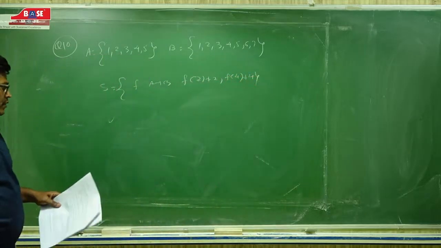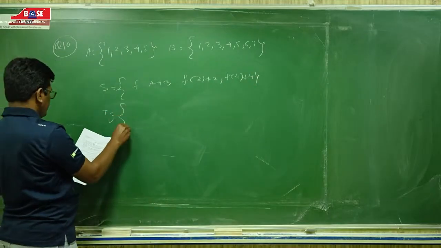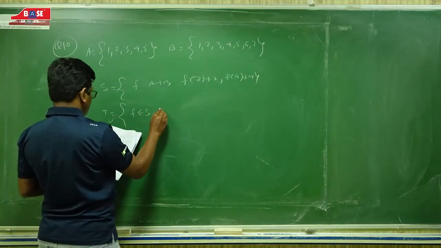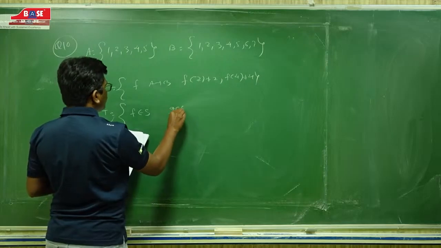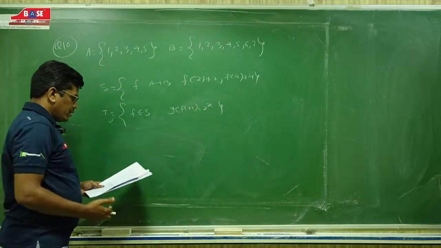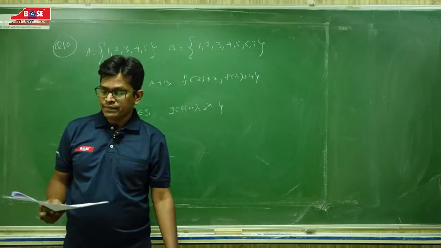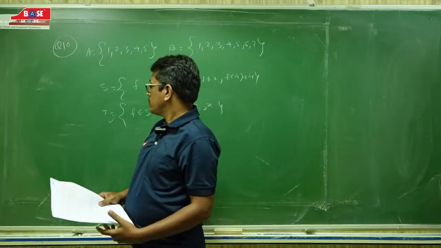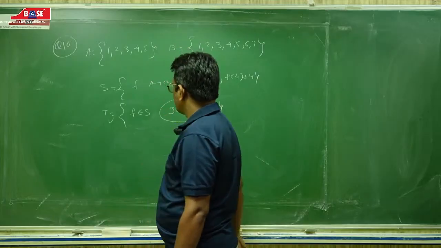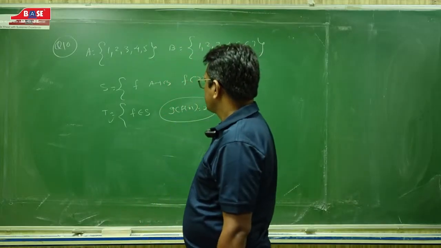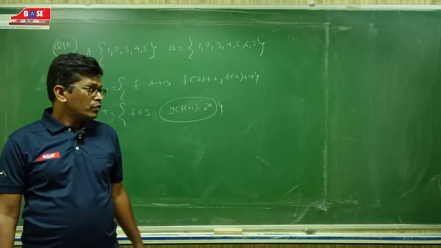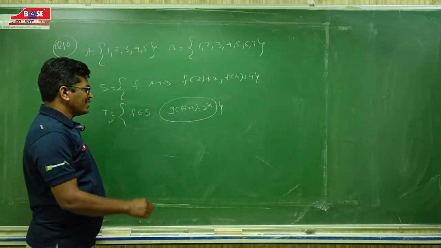Again one more set. Another set T, this is nothing but f belongs to S, such that g of f of x is equals to 2 power x. So they are asking the number of elements in T. Now they have given this condition, g of f of x equals to x. Here only you will get confused. We have to find the functions. So don't go to the total number of functions, understand this condition.